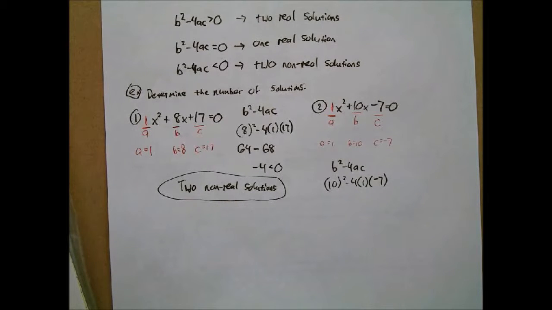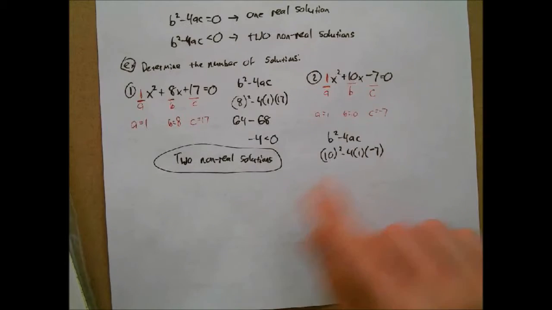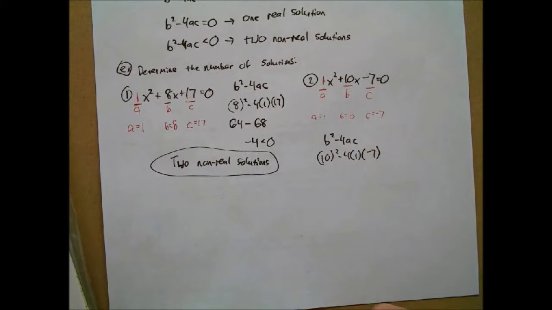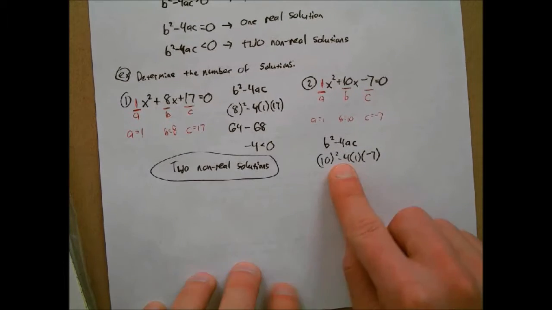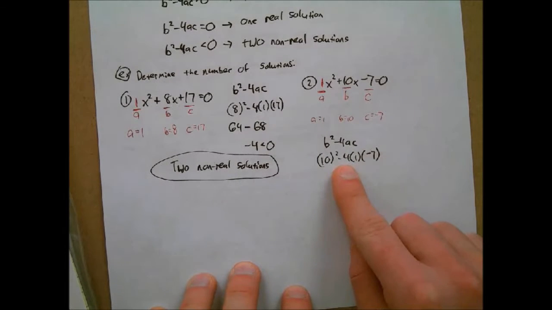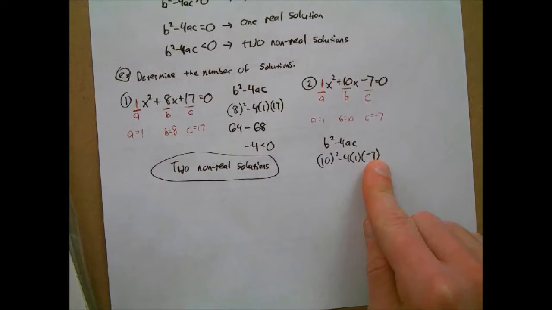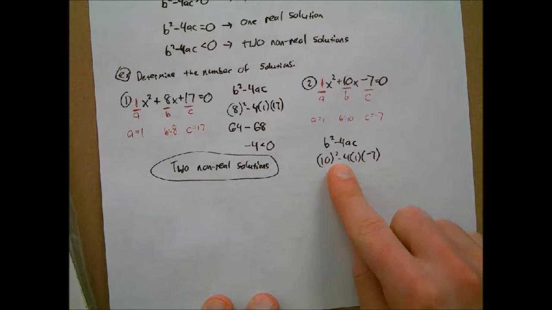Now, can anyone mental math this real quick and see whether it's going to be positive, negative, or 0? Positive? How do we know? Very good. Yes. If you look here, we have negative 4 times positive 1, so it'll still be negative, times a negative 7, it's going to be positive. And 10 squared is going to be positive. So we have a positive plus a positive. You know this is going to be greater than 0.